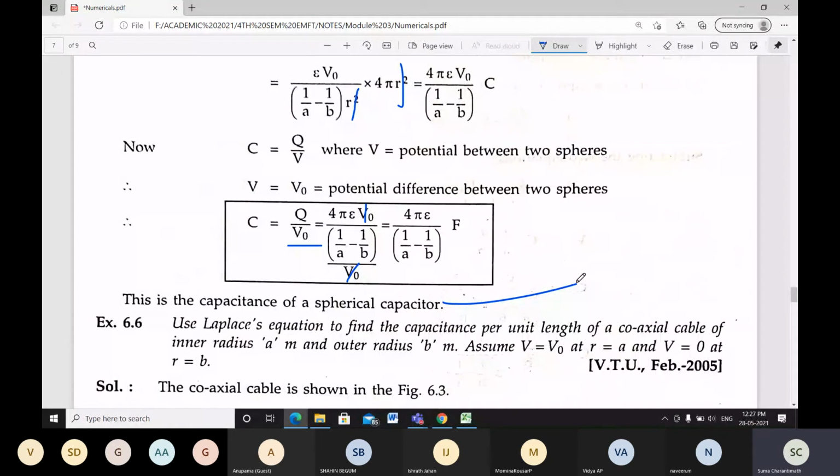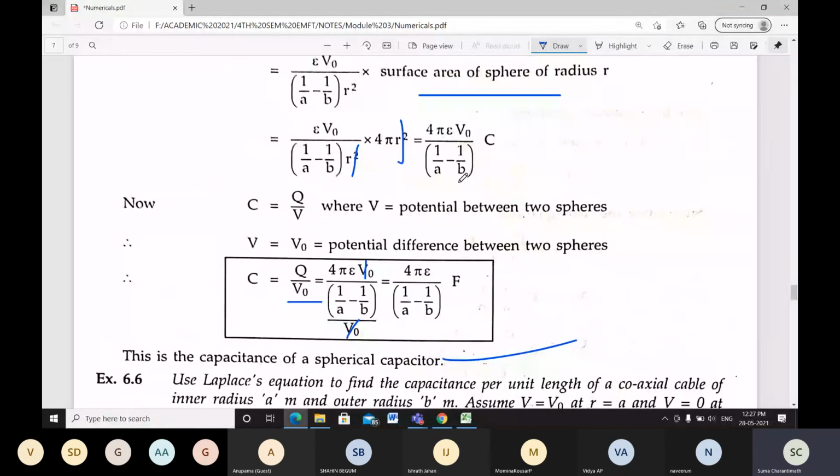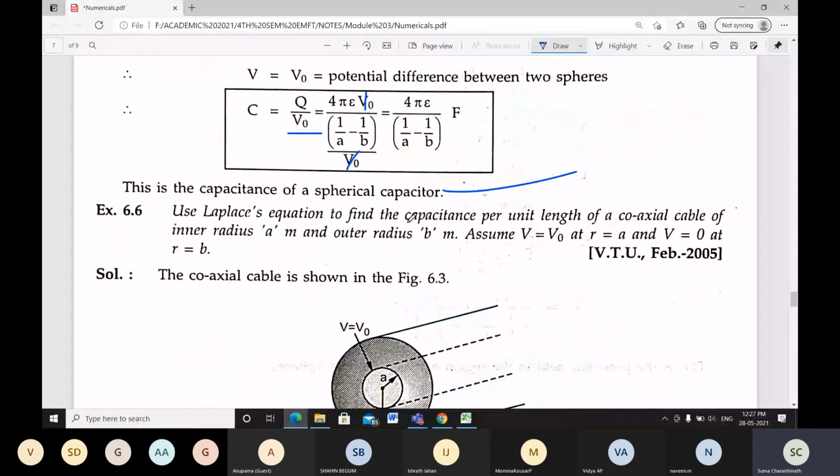In the same way, one more. Again, it's like a derivation part. Use the Laplace equation to find the capacitance per unit length of a coaxial cable of inner radius A meters and outer radius B meters. Assume that V is going to be V naught at R equals A and V is going to be 0 at R equals B. This is the question given.